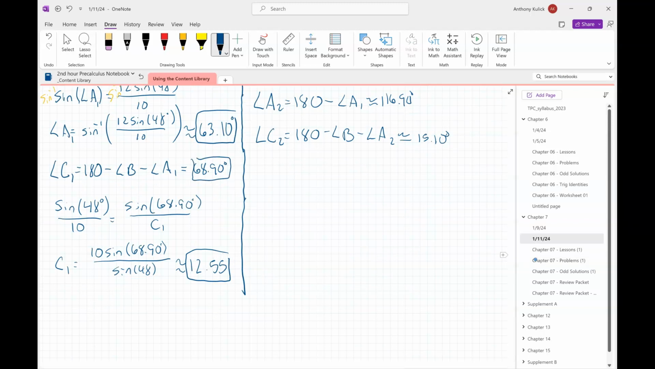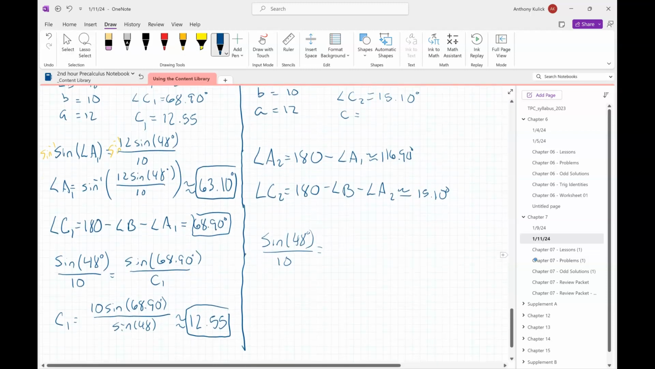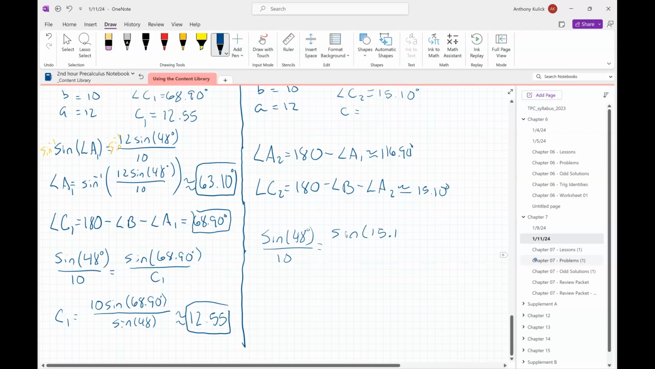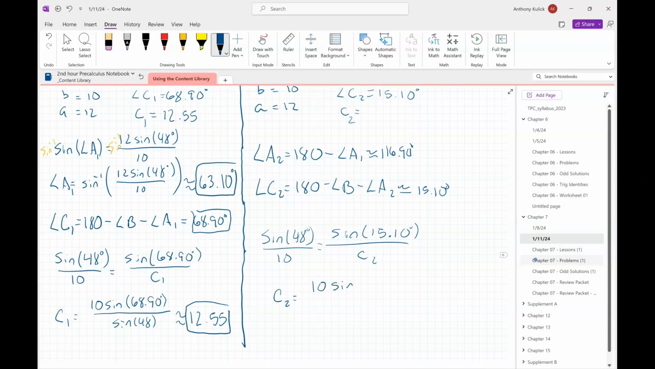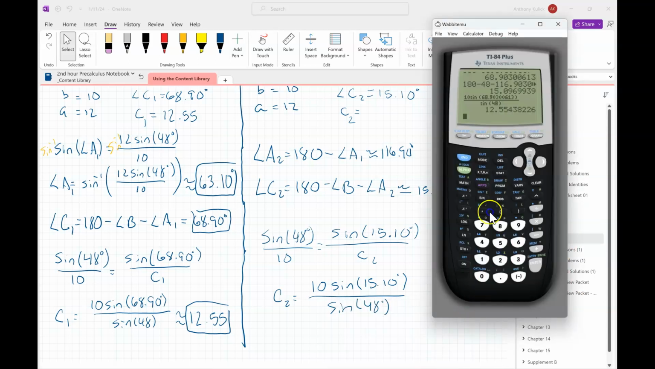And I'll do the same setup in triangle 2. Again, I'll use angle B over side B, which is the same. That's the given information, so that's the same in both triangles. But this time I'm going to use my angle C2 to find that side C2. Again, we'll cross multiply and divide. And so I grab my calculator. So 10 times sine of, and then let me go grab that angle C2, divided by sine 48. So 3.50-ish.